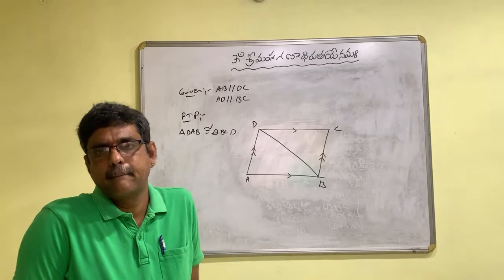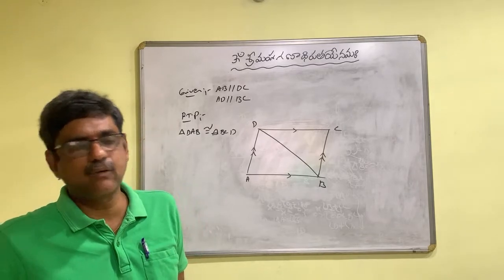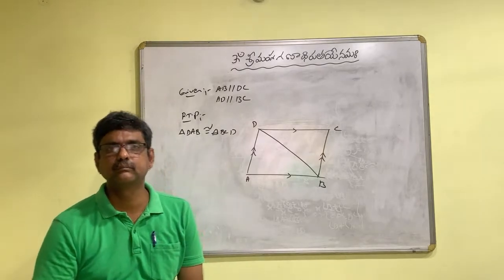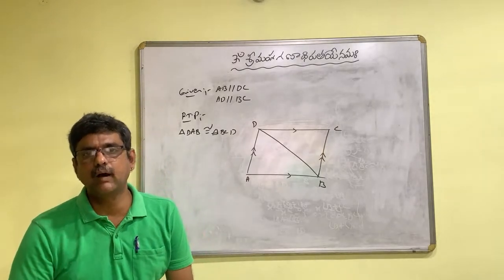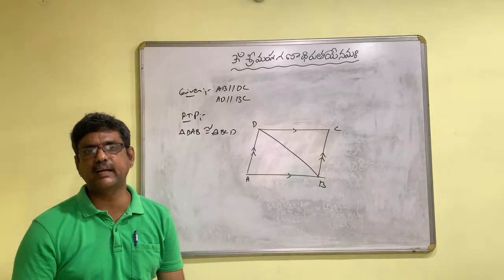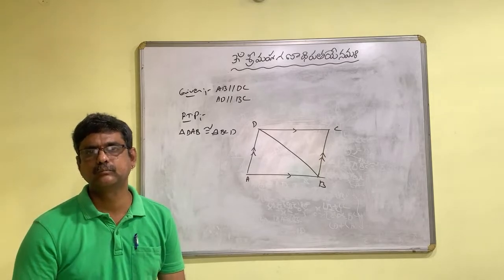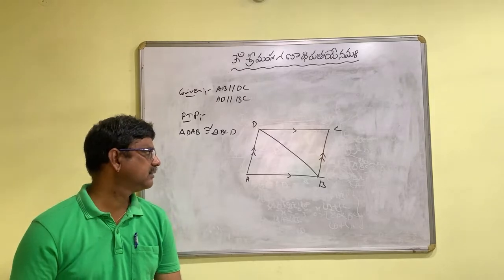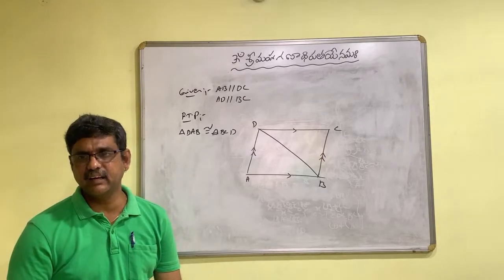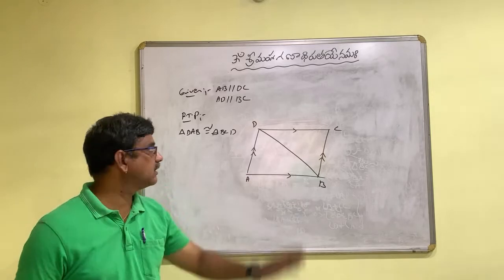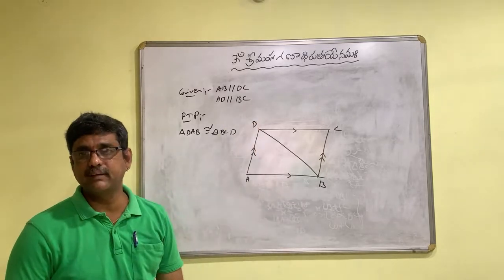What else is equal? What else is equal? I am waiting for your answer, otherwise I will tell you. Angle A, angle C? Is it given? Is it given? Angle A and angle C equal, given? Observe, given, Pavitra.